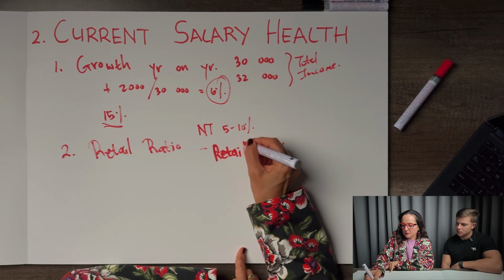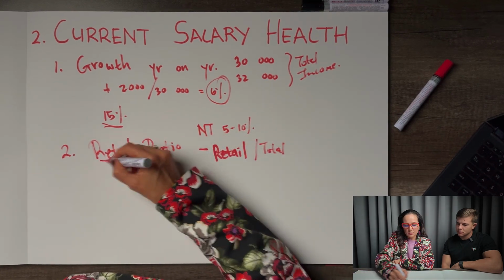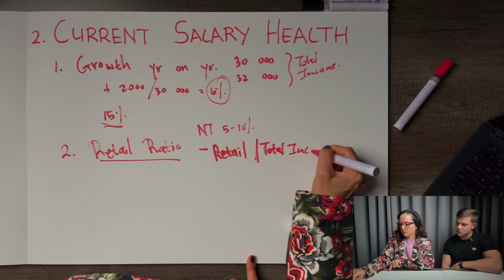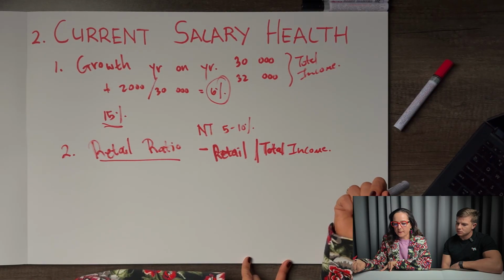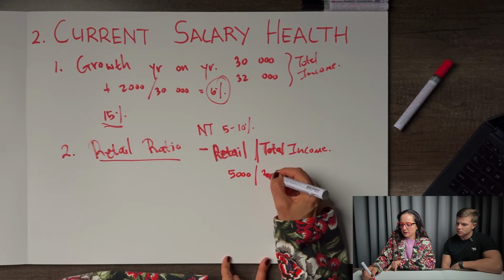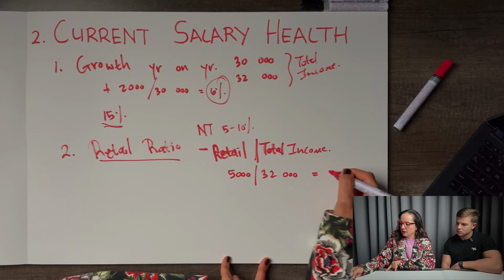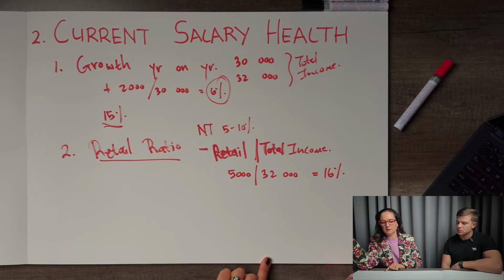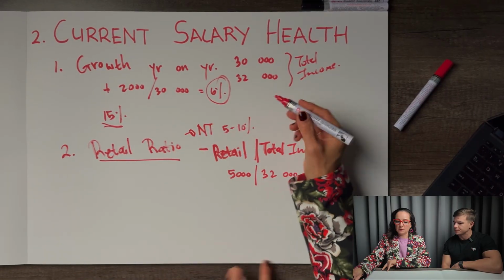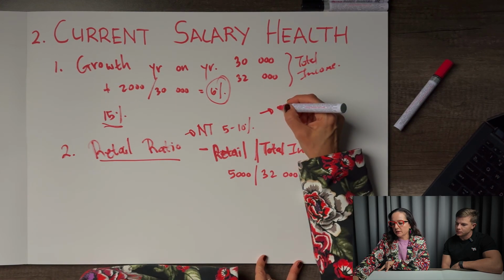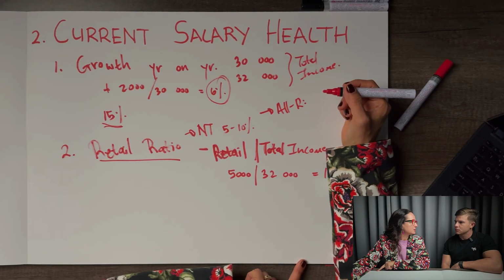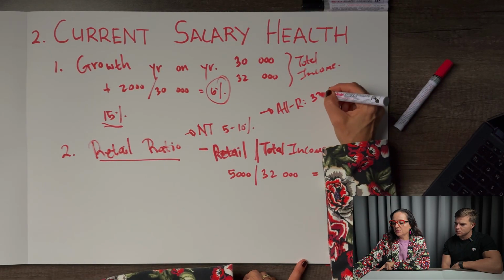So in order to work out your retail ratio, you divide your retail sales into your total income. In our scenario, we used 5,000 Rand divided into 32,000 Rand, and that particular person's retail ratio was 16%. Now, as I said, for nail techs, the healthy ratio is 5 to 10%. Then for an all-rounder, someone who does nails, skin, waxing, massage, most of the treatments, hers should be 33%.